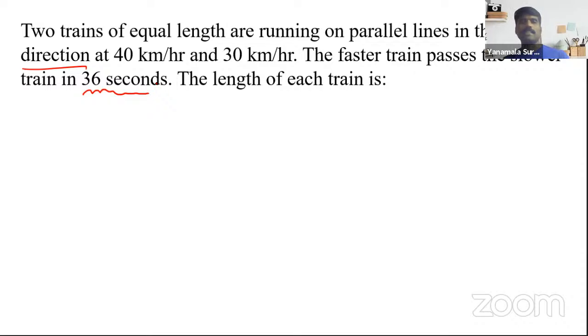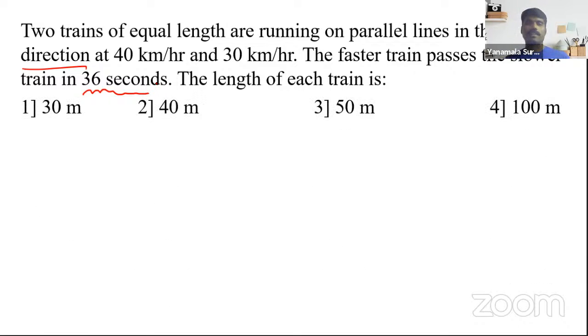I mean to say that the rear end of the faster train is on the same line with the engine of the second train. Clear. So indirectly the faster train, moving forward, exactly crossed the slower train. Now if that is the case, the question they're asking is, what is the length of each train? Obviously, we expect they're going to give it in terms of meters only.